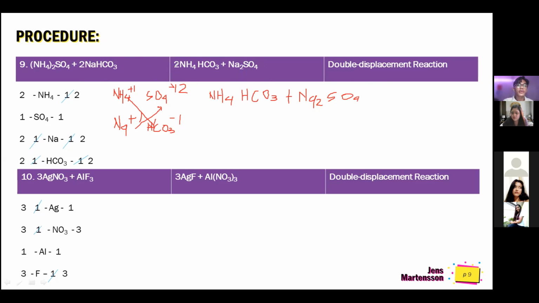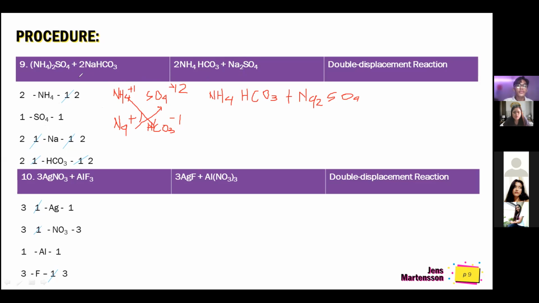Meron siya subscript pero hindi siya nag-undergo ng criss-cross. So, 1 tayo mag-base. Sunod for ating sulfate, 1 din. Sa ating sodium, we have 2. Dapat 2 dito. So, 2. And sa ating bicarbonate, we have 1. So, ang hindi balance dyan, ang iyong sulfate, ang iyong ammonium, and ang sodium, and bicarbonate.